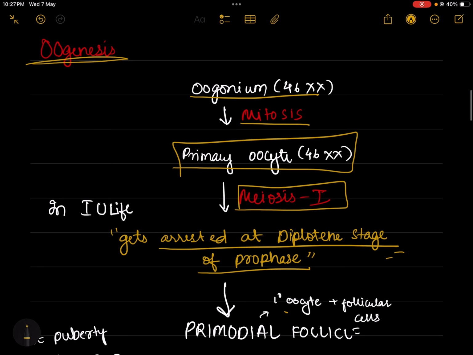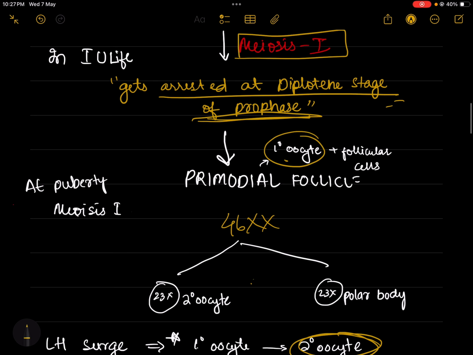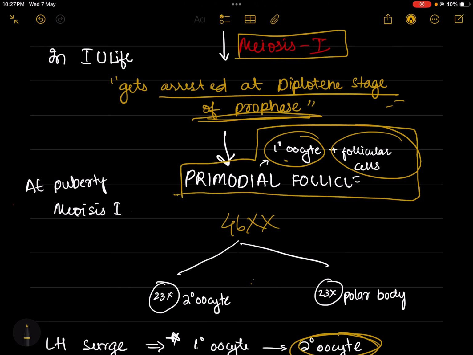Once again I'll repeat. In the intrauterine life, the oogonium will undergo mitosis to give primary oocyte. In this primary oocyte, meiosis 1 starts and it will get arrested in the diplotene stage of prophase 1. Now this primary oocyte will get surrounded by follicular cells. So the primary oocyte along with the follicular cells is called primordial follicle.